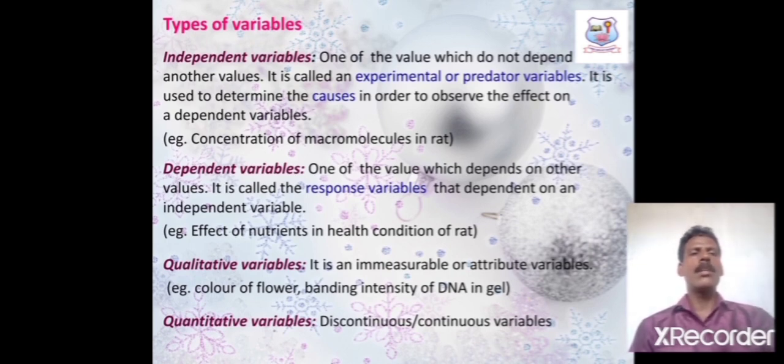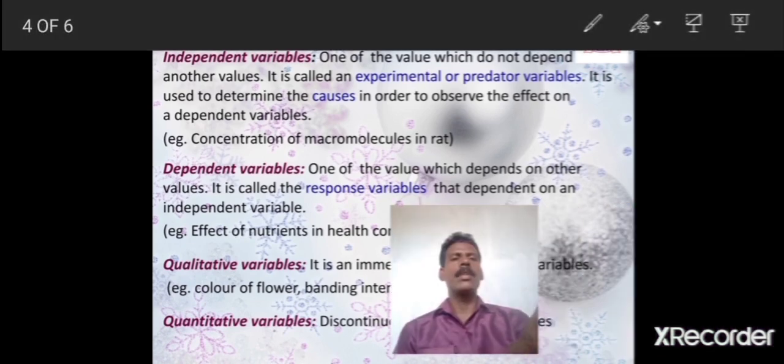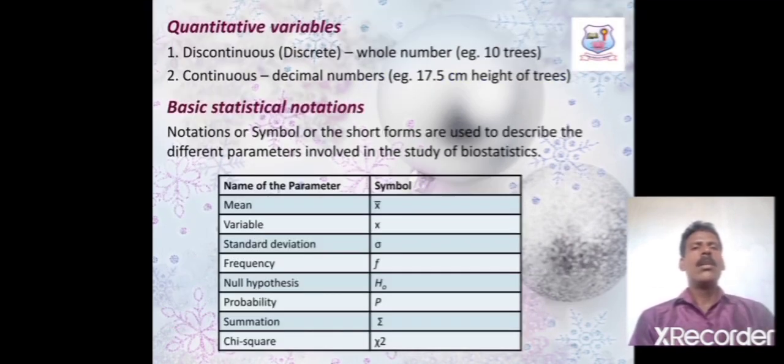That's very important for further statistical analysis of the data. Here it consists of two types. The first one is the discontinuous variable. The second one is the continuous variable.